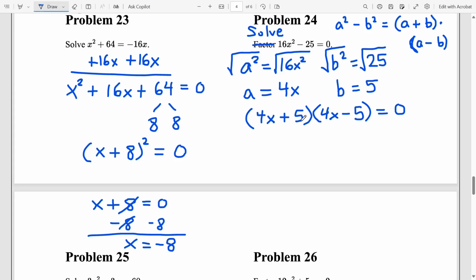So now again, like the previous problem, if 4x plus 5 equals 0, then 0 times whatever 4x minus 5 is will equal 0. Likewise, if 4x minus 5 equals 0, 4x plus 5, whatever that is, times 0 will equal 0. So we have our two solutions here when 4x plus 5 equals 0 and when 4x minus 5 equals 0.